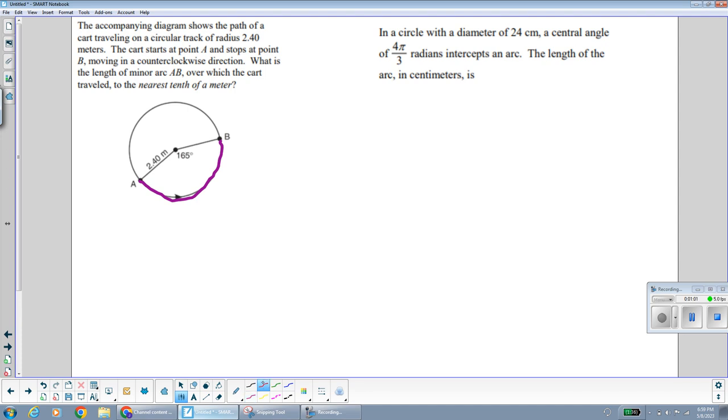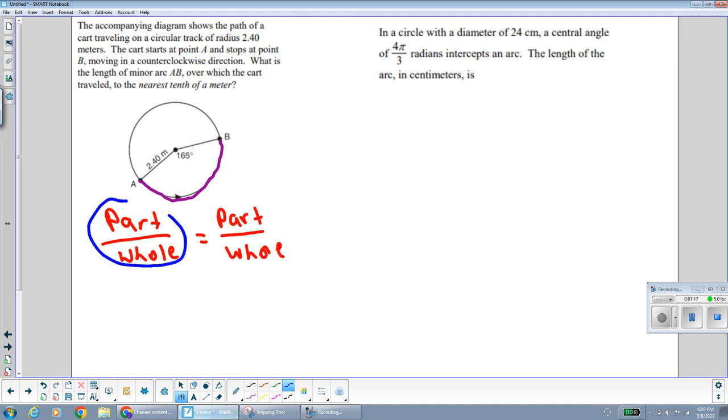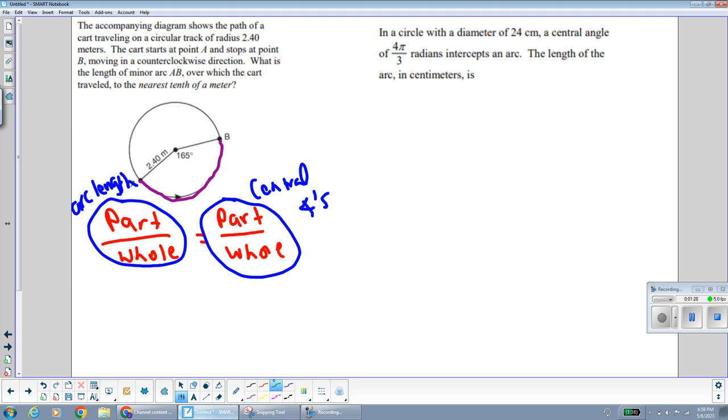So the way that we're going to find arc length is we're going to use the proportion part over whole is equal to part over whole. Now, in this part of the proportion, we're going to talk about arc length. And in this part of the proportion, we're going to talk about the central angles. And keep in mind, part means the slice of the circle that we're looking at. Whole means the whole big circle. So we don't know what the arc length is of the slice of the circle. That's what we need to find. So I'm going to leave that as x.